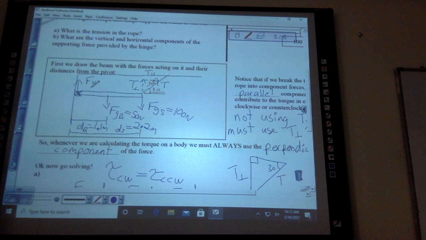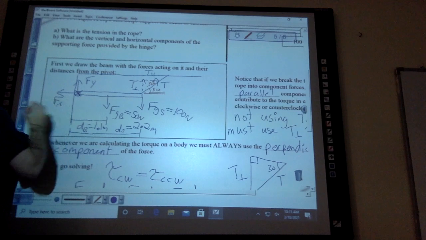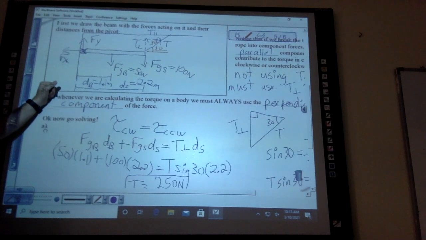Any guesses about Fx? Or Fx, not f of x. You think it'll go left? Why? Yeah, sure. Let's try it. Don't spend forever trying to figure this out. Let's just do it this way.